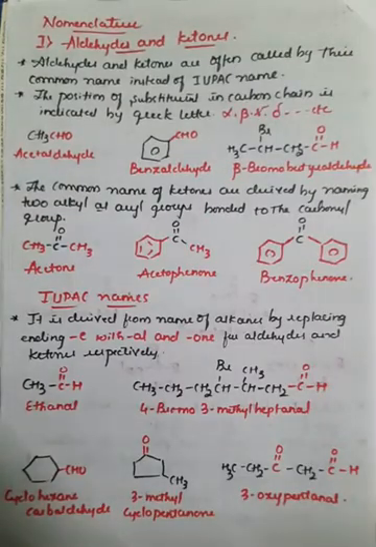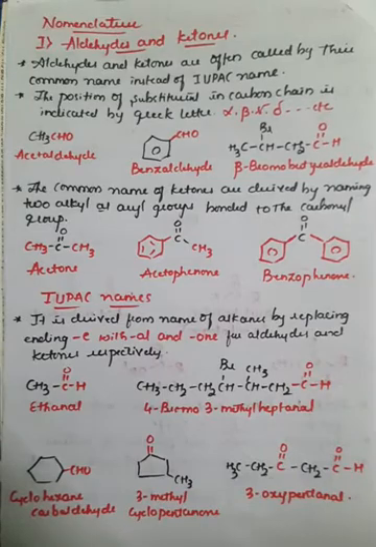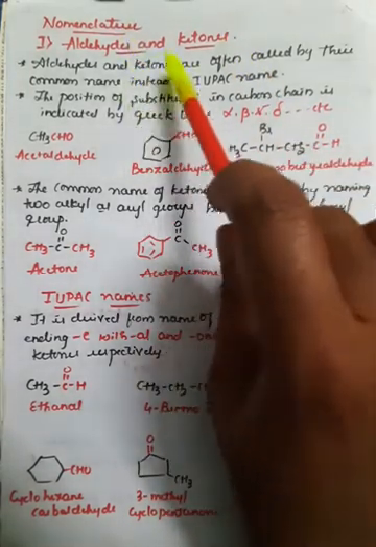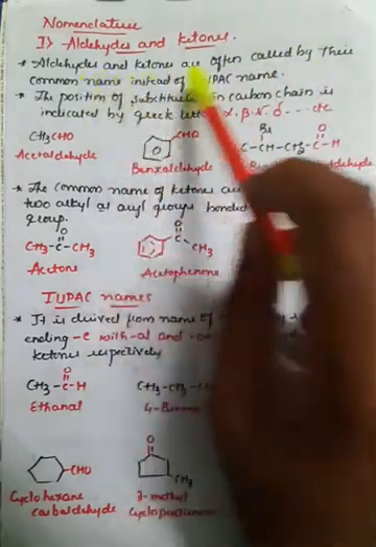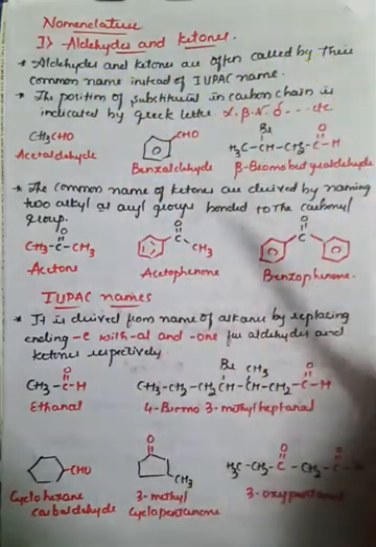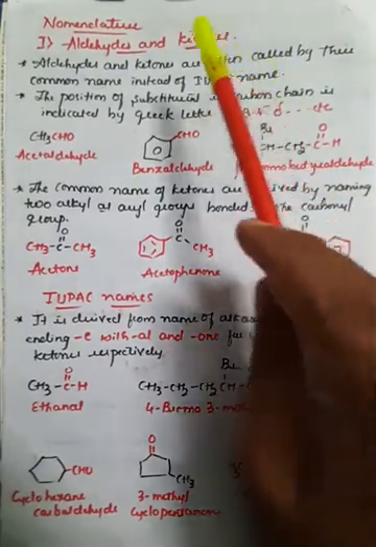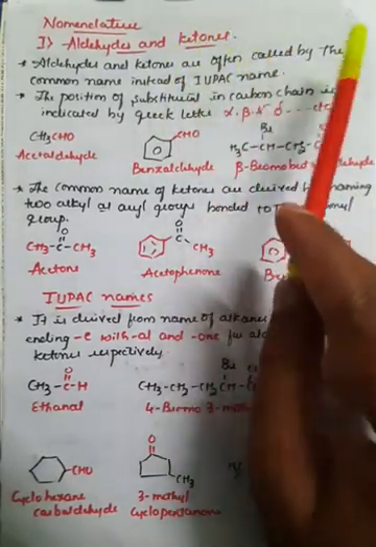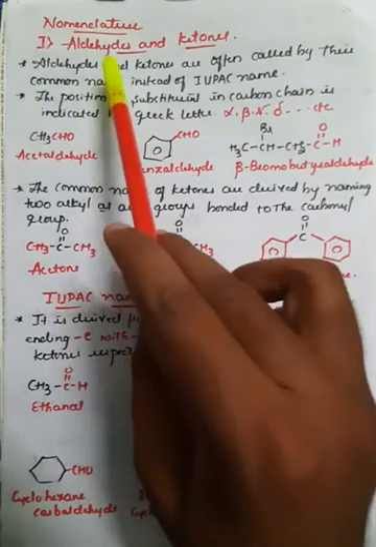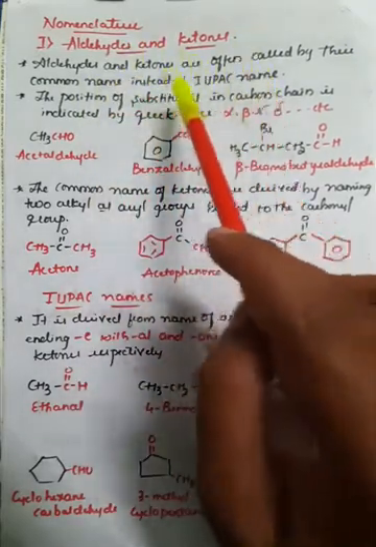Further, if you go with the nomenclature of aldehydes and ketones, the next important part is nomenclature, which is nothing but naming the functional groups like aldehydes and ketones, right? Generally, aldehydes and ketones are often called by their common names instead of IUPAC, right? So we know the IUPAC system of naming different compounds, but aldehydes and ketones are generally named on the basis of their common name instead of the IUPAC name.